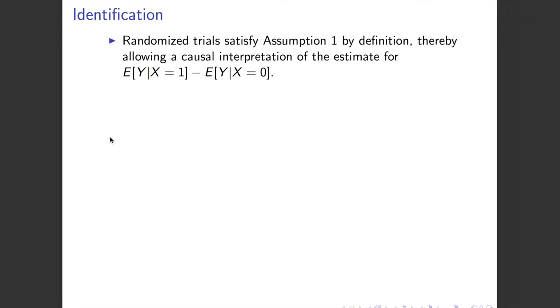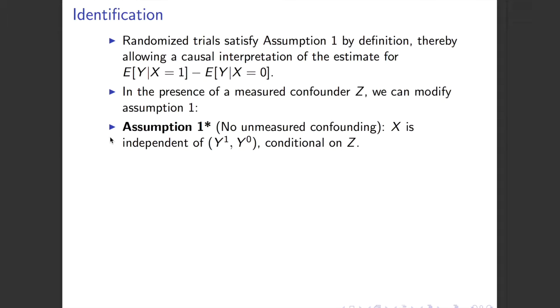Randomized trials satisfy assumption 1 by definition, right? Because you just use a coin flip to decide whether you're treated, thereby allowing a causal interpretation of the estimate, the simple sort of linear regression estimate or whatever model you're using. You can just get a causal interpretation for free. That's why randomized trials are so good. Unfortunately, we're not dealing with randomized trials, so there may be confounders. So in the presence of a measured confounder Z, we can modify assumption 1.